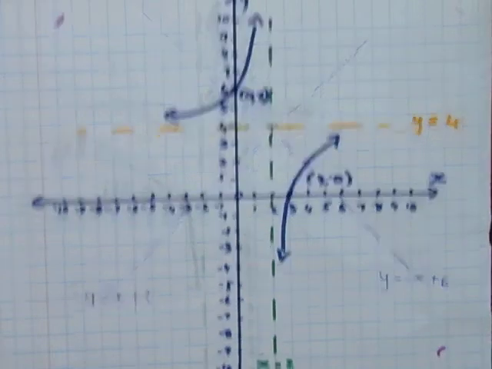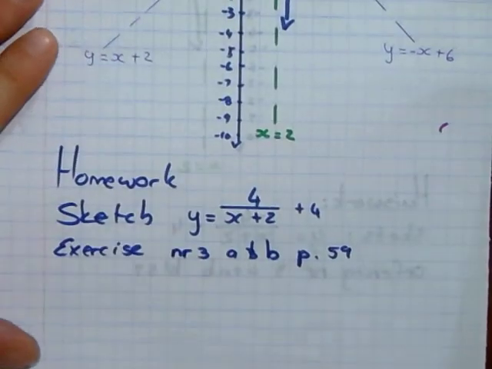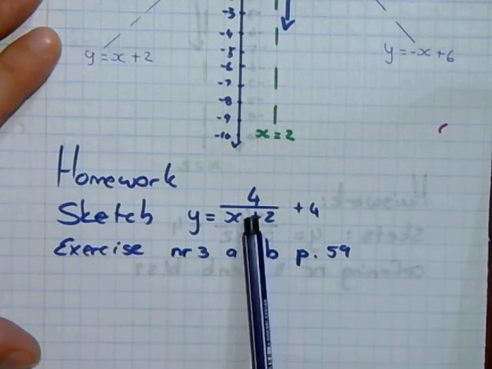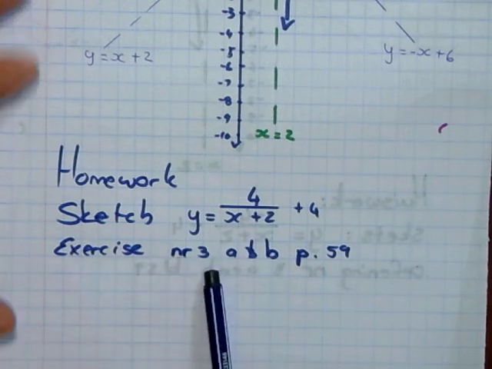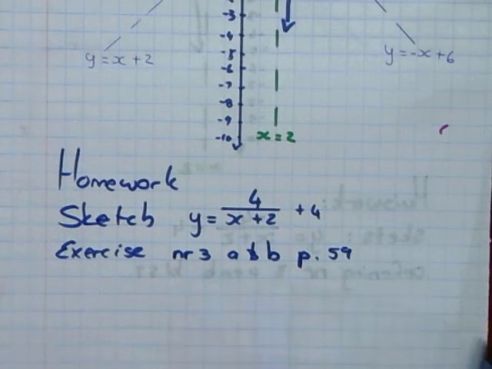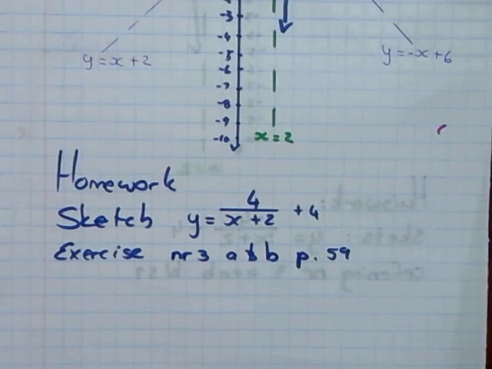Here's your homework. Your homework is to sketch this graph for me, and then do the exercise on page 59, number 3, only A and B. Enjoy. Next week we'll look at how to calculate the equation of the hyperbola.